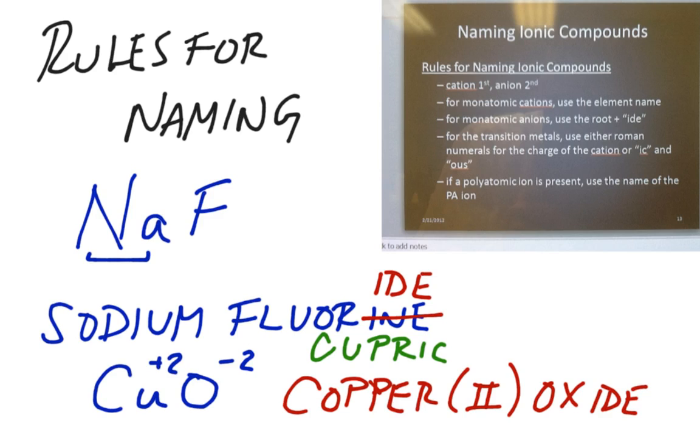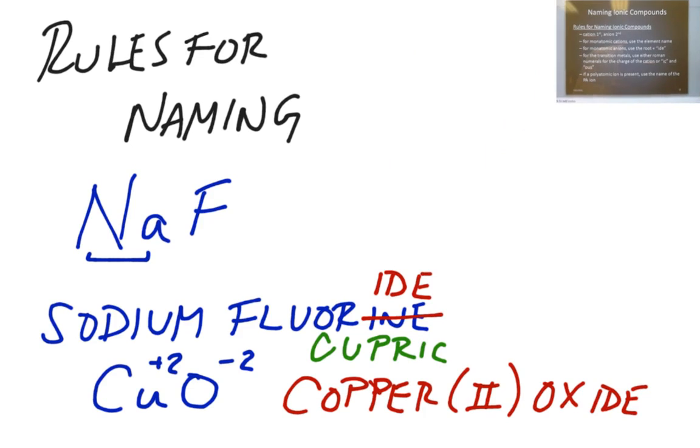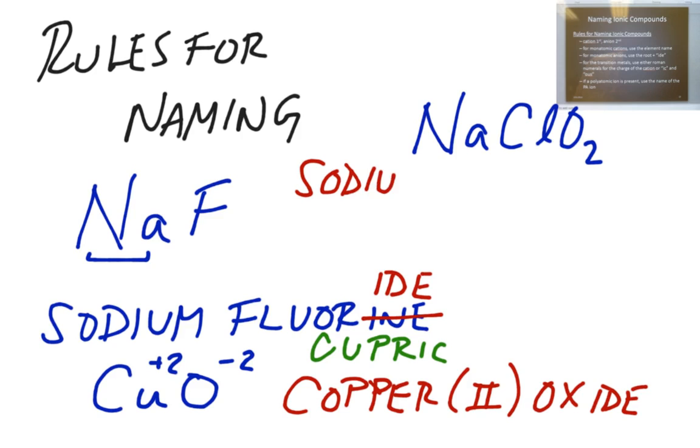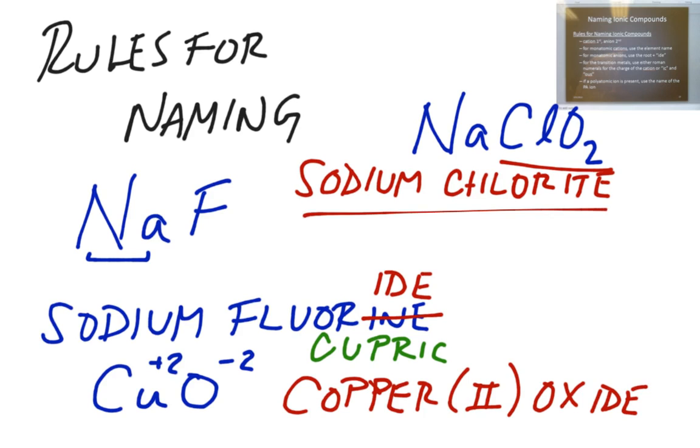The last thing that you have to do when you're talking about naming of ionics is if there's a polyatomic ion present, we don't change the ending of it whatsoever. If a polyatomic ion is present, we simply name the polyatomic ion. So for example, if we had NaClO2, we would name the cation, sodium, and then we would name the full polyatomic ion. ClO2 is the polyatomic ion chlorite. NaClO2 is sodium chlorite.